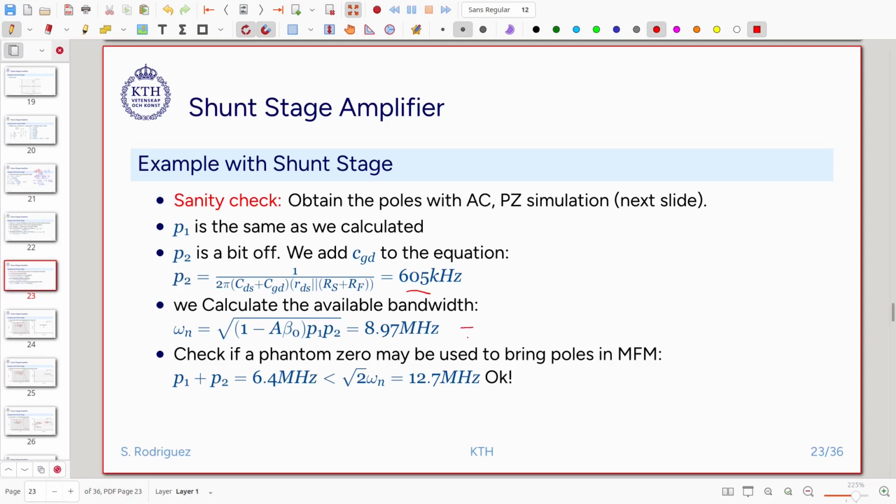And then I check if I can use a phantom zero. So the sum of both poles is 6.4 megahertz, and the square root of the available bandwidth is 12.7 megahertz. So it might be possible to add a pole in order to move the poles to Butterworth positions.